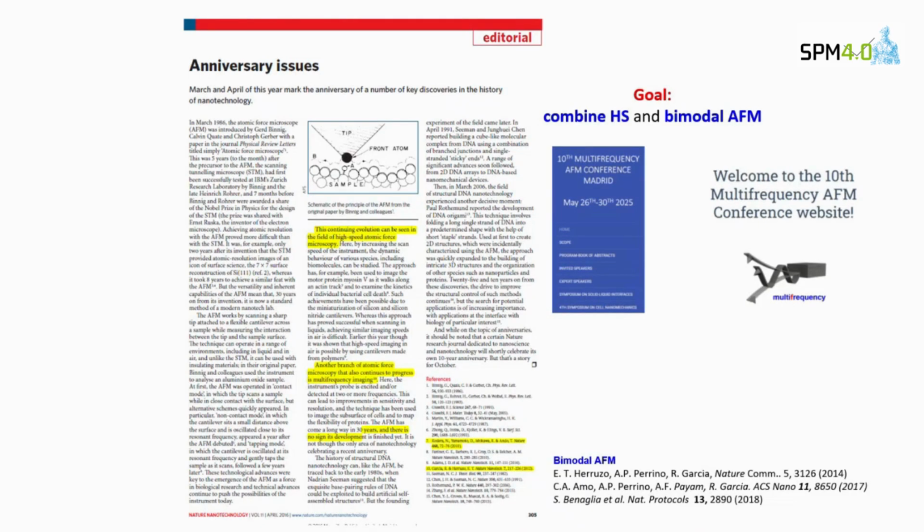So, well, that's the first topic. The other topic that we are working on is high-speed AFM. And actually, this is an editorial from Nature Nanotechnology, 2016, the 30th anniversary of the invention of the AFM. They pointed out that in the AFM, after 30 years, there were still some active fields of research, and they mentioned high-speed AFM and multi-frequency AFM.